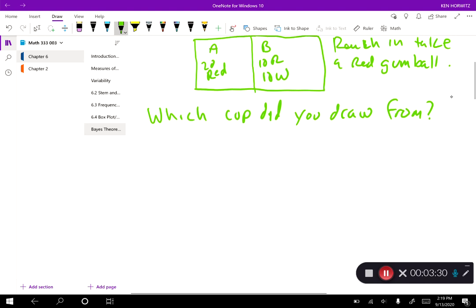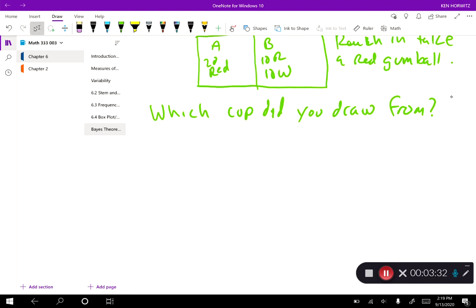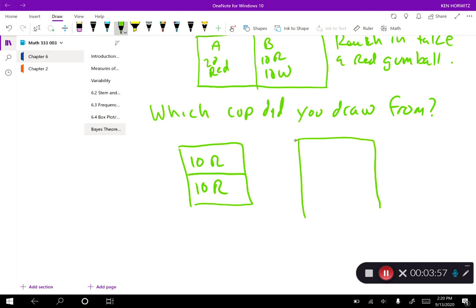Well, we can create a picture by saying, here is cup A, and I've got 20 red. They're all red, right? Actually, you know what? I'm going to do it this way. I'm going to say we got 10 red over here and 10 red over here. And here is cup B. And we can put that into two parts because I have 10 reds and 10 whites.